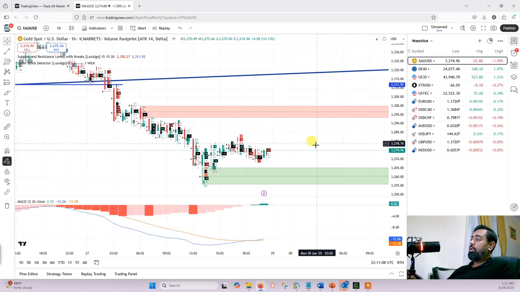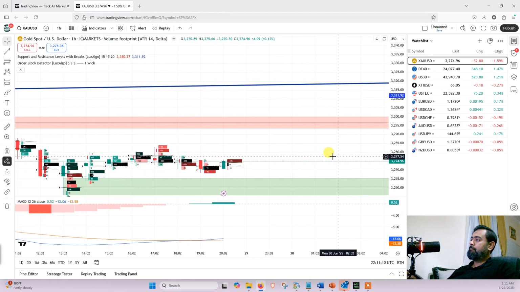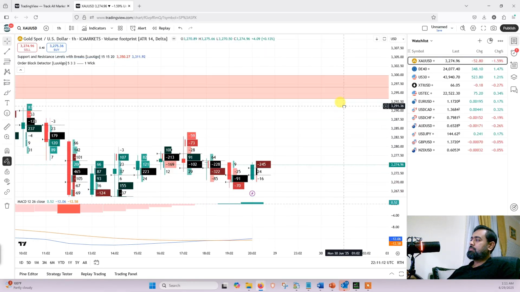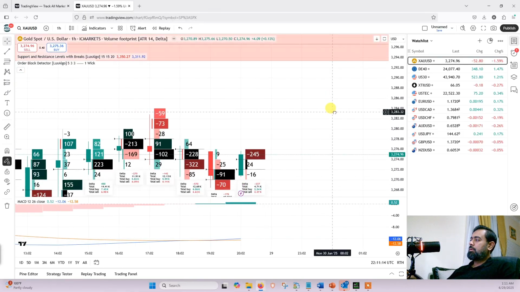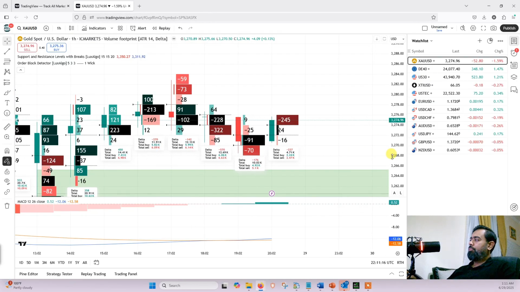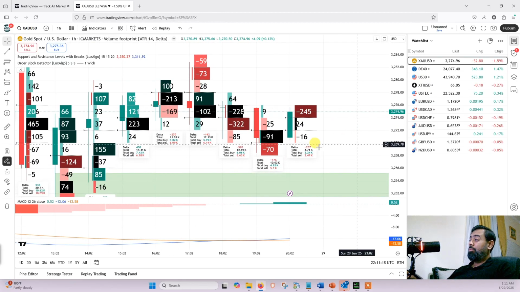Okay, looking at our volume footprint, it should be positive.